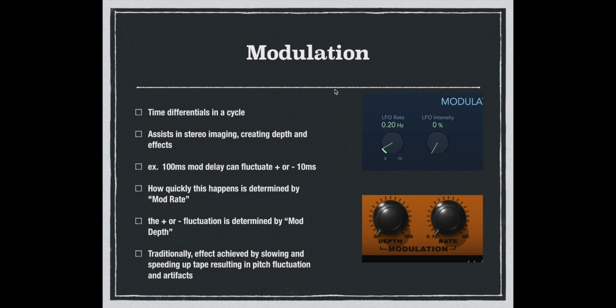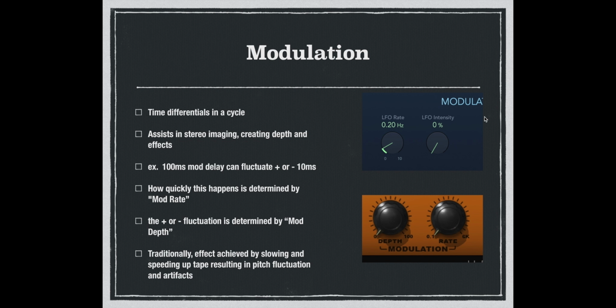Traditionally, this effect is achieved by actually slowing and speeding up the tape, resulting in pitch fluctuation, the artifacts that we call fluttering effects, and it gives it a unique sound, again, helps create a stereo image. And the examples I'm going to show you may or may not be too extreme depending on their usage. However, like in that example I showed you before, it's not necessarily about what you're hearing that creates that depth, that image.